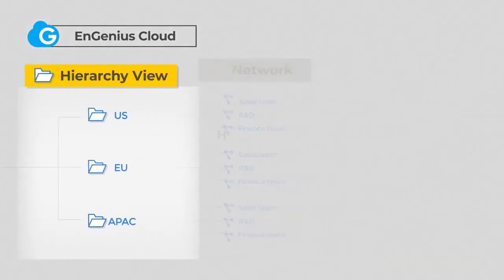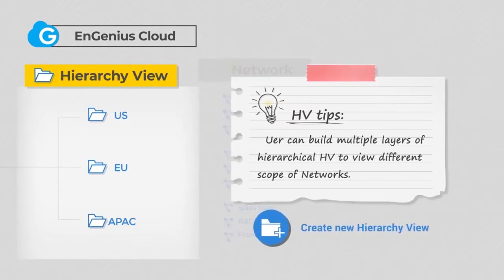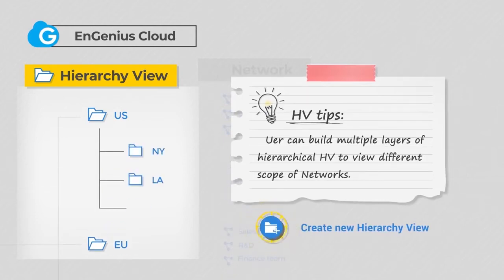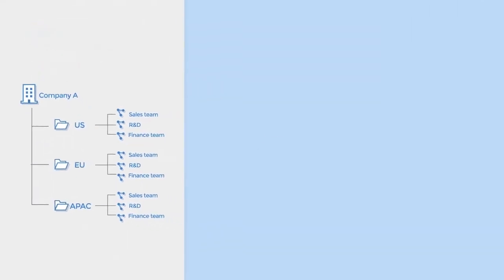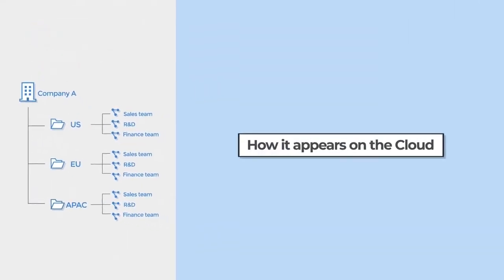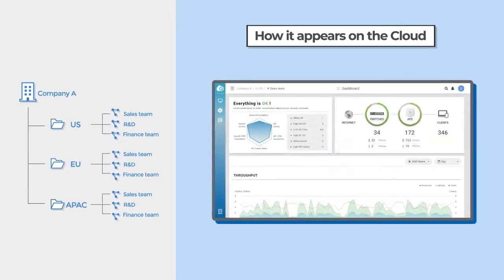Hierarchy View gives you a big picture overview of all the networks in your organization, with a device tree similar to the way files are laid out in a file system. You can add multiple layers to isolate sets of privileges and device settings. This is how your organization hierarchy will appear on EnGenius Cloud.